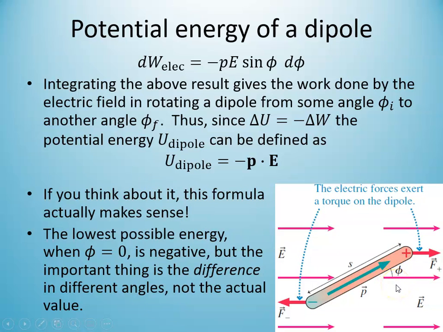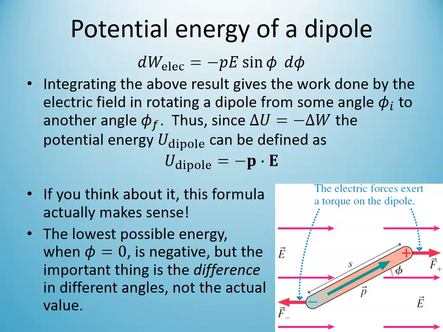The whole point is we only care about the difference in the potential energies. So the change in potential energy going from phi equals 180 degrees to phi equals 0 would simply be 2PE in terms of magnitudes. That would be the change in potential energy. In other words, if you started it from rest and gave it a slight nudge, then it would have 2PE of kinetic energy at the end, where E again is the electric field strength. So that's how this works with potential energy of dipoles.